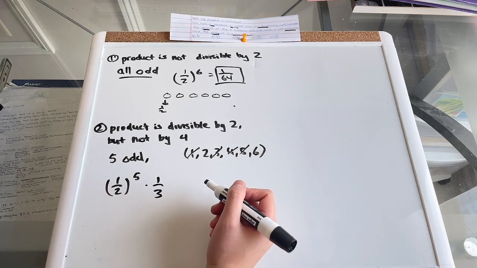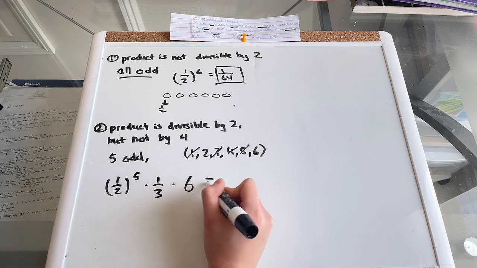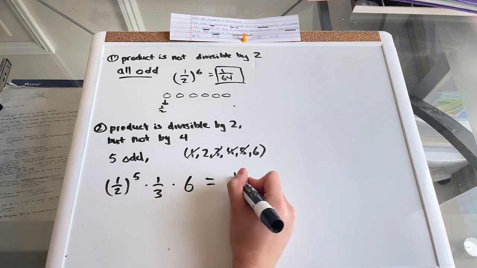And then since there are 6 ways to choose the order in which an even number appears, you have to multiply it by 6. And then we simplify it and we get 1/16.